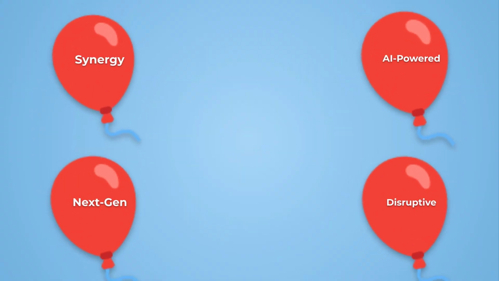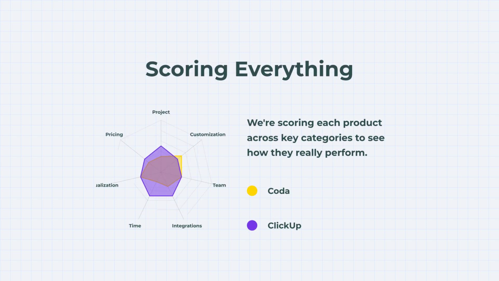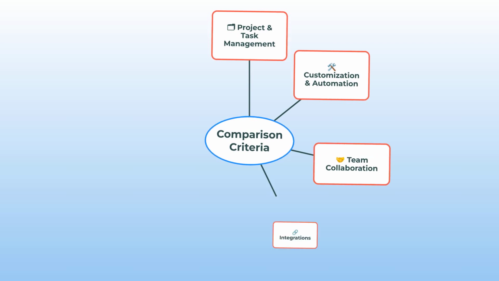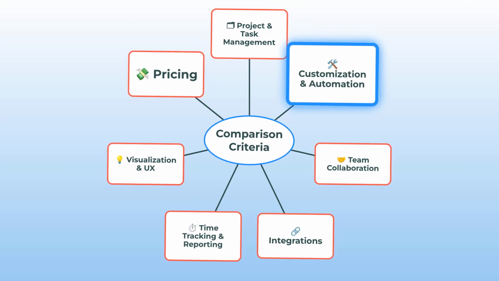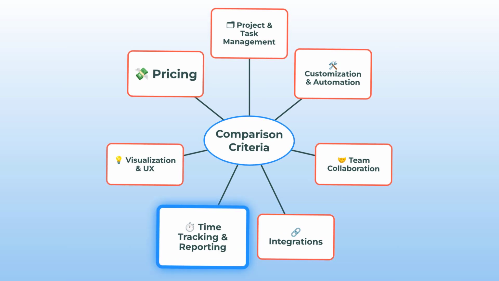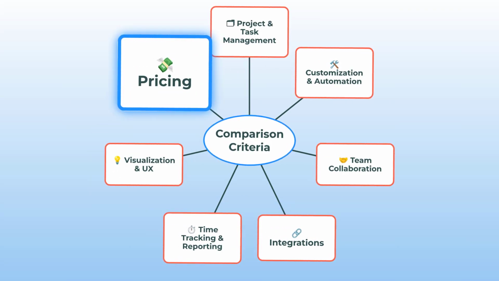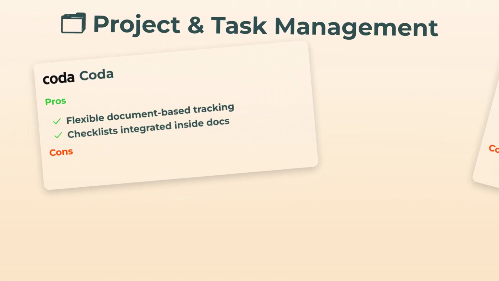Let's cut through the hype and get into what really matters. Each feature category earns points, so you'll see by the end exactly who stands out in 2025. And the final result might just surprise you. All right, before we get deep, here's what we're going to compare, just so you know what's coming. Project and task management, customization and automation, team collaboration, integrations, time tracking and reporting, visualization and UX, and pricing. Yep, all the biggies. Let's kick it off with project and task management.